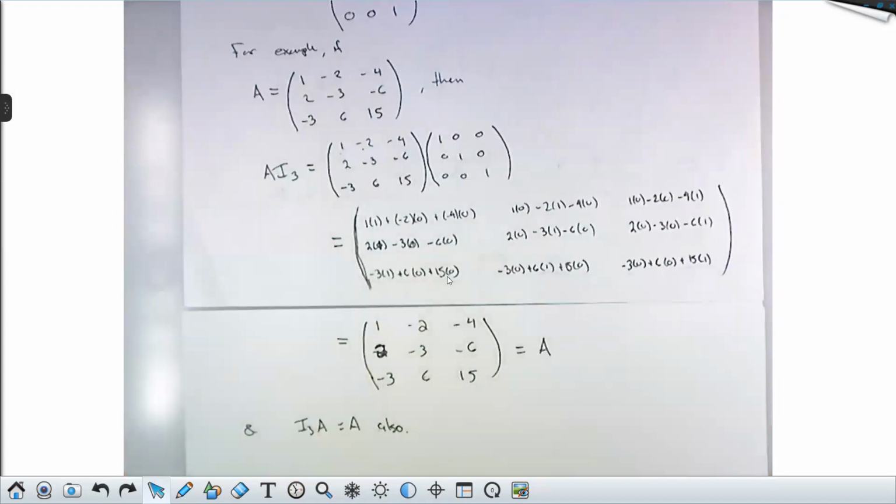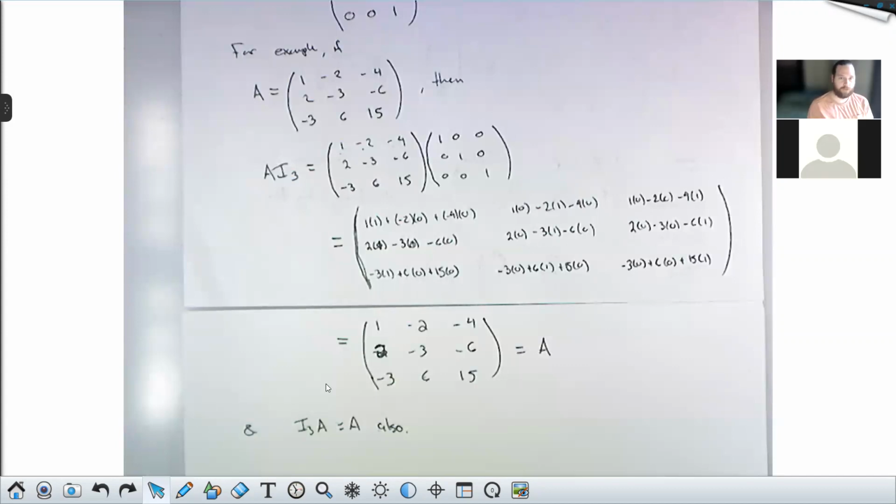So this matrix with all ones on the diagonal and 0 everywhere else really does have the same property that the number 1 has. If you multiply any matrix by that matrix, by I, then you get the matrix you started with back. Which means we can define something like the reciprocal of a matrix. That's what this means.